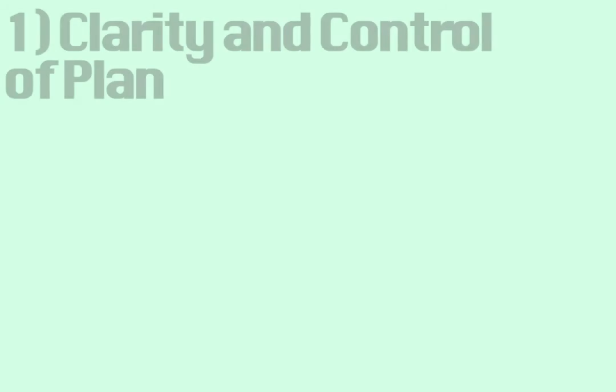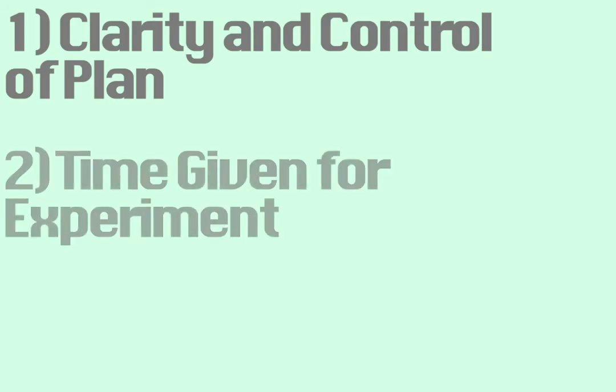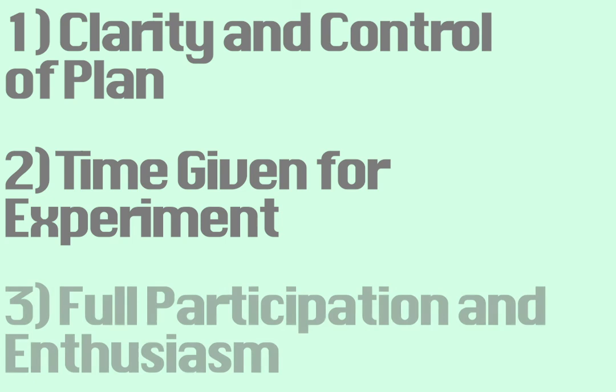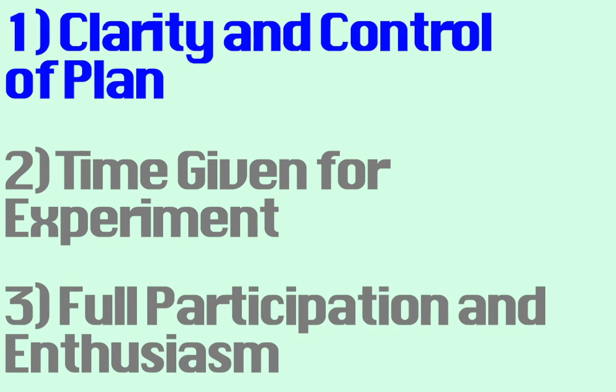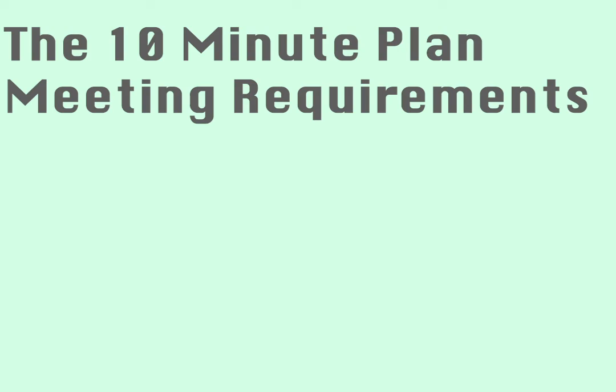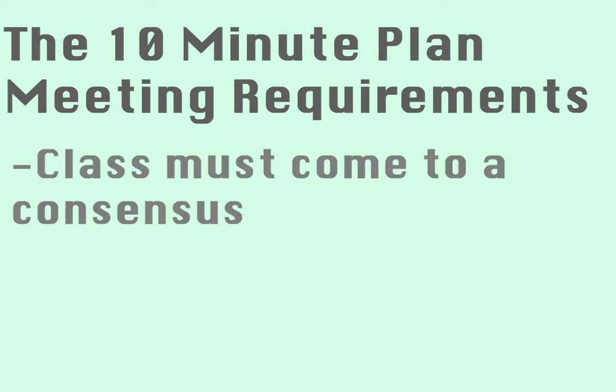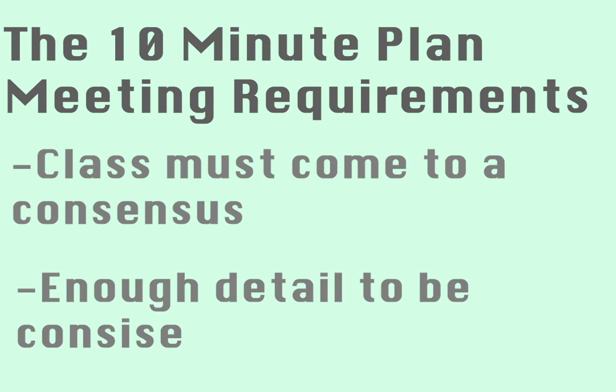Here are the three core ideas that caused the experiment to fail and what I would change if we were to have another chance. Number 1, clarity and control of plan. With roughly 30 students in the classroom, it was hard to come up with an idea that we all agreed with and that had enough details so that everybody could understand what was going on, especially in the short amount of time that we had. This caused our plan to be very loose, without solid boundaries, and without direction for the students who were participating in the conditioning experiment.